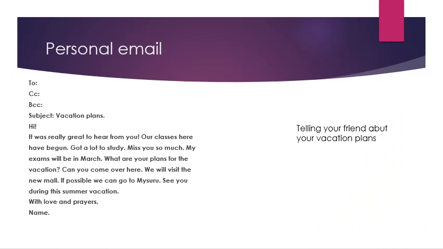So this is a personal email. You're telling your friend about your vacation plans. So look, you're asking your friend to come over to your house during vacation. So there is the address line; you can write your friend's address. CC: if you're sending this email to more than one person, write CC or BCC. Subject, vacation plans. Salutation is hi, because you're writing this to a dear friend, a very close friend. You can just write hi.